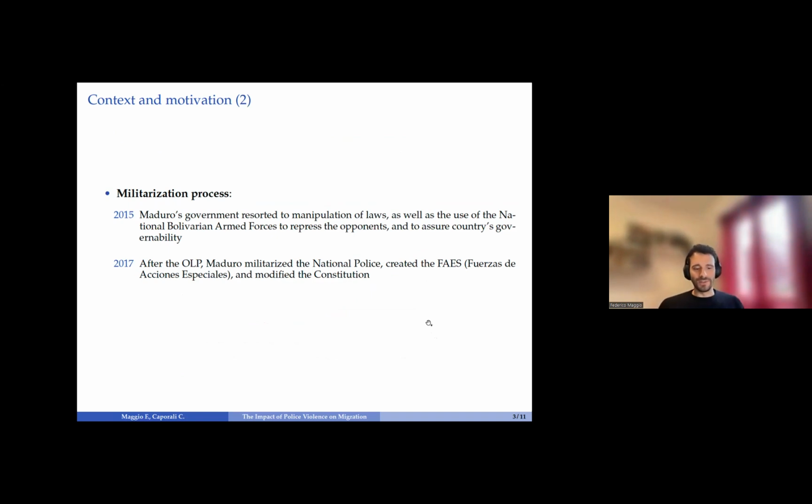So one of the main factors that may be responsible for this sudden increase of state violence is the militarization process started by President Maduro in 2015 and finalized in 2017 with the militarization of the national police and the creation of the FAES, Fuerzas de Acciones Especiales, which was trained as an army and not as a police force in order to repress the opponents and to assure the country's governability. So Maduro started to use the FAES as a private army.